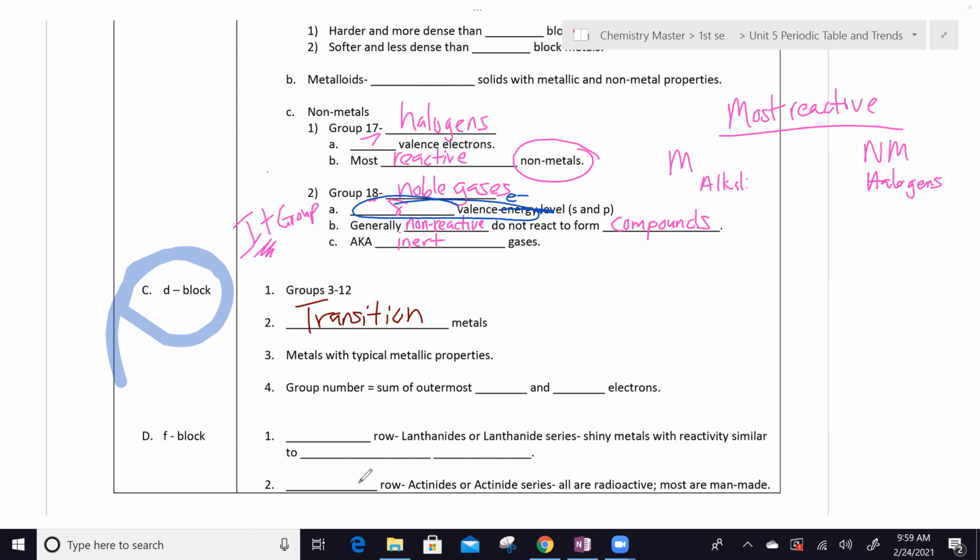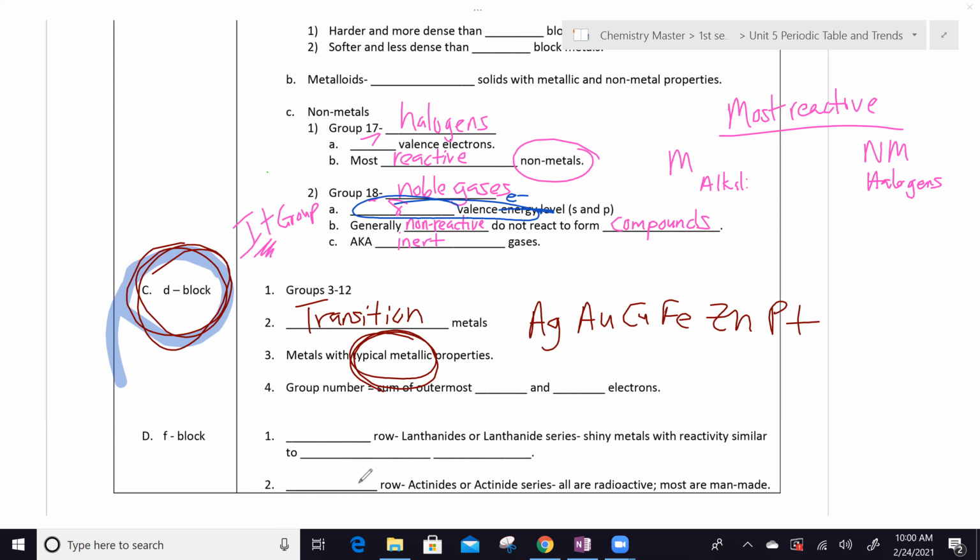Because remember, when we get to D block, we drop down a level. So maybe they have some electrons. I don't know how many electrons they have on that 4th ring, because they have a 4th ring, but those other electrons drop down to the 3rd ring. These are the metals that we think of with typical metallic properties. So again, this is like your silver and your gold and your copper and your iron and your zinc and your platinum, just metals that we're used to hearing. All those metals are located in D block.